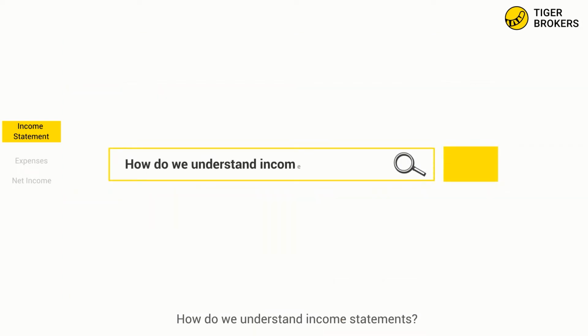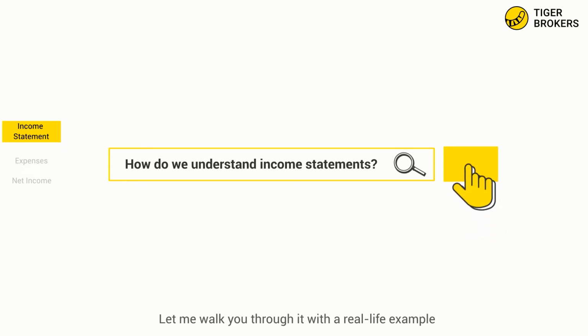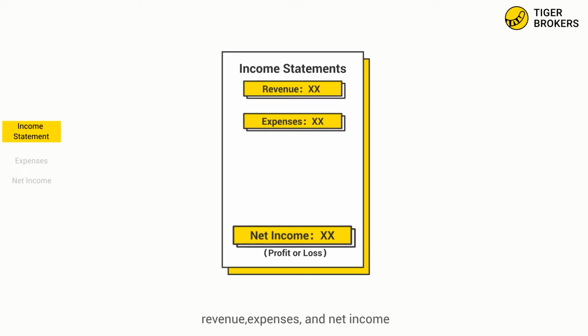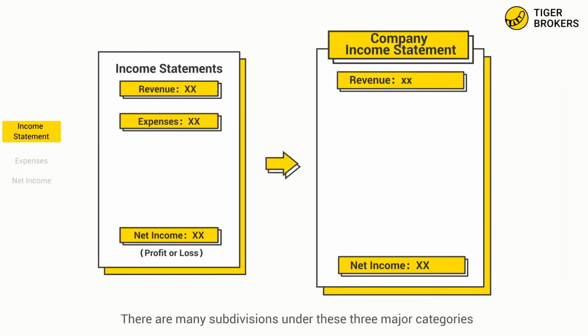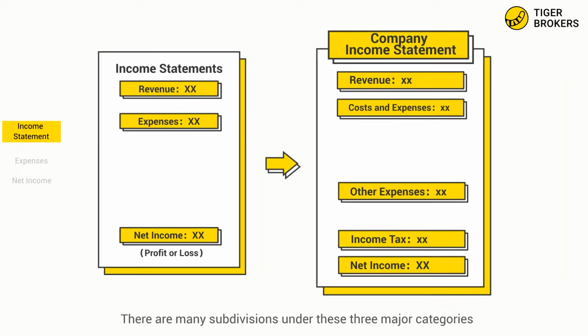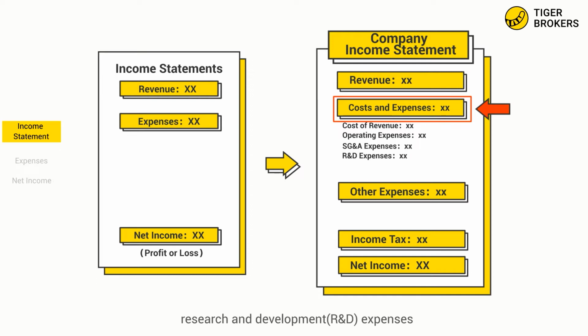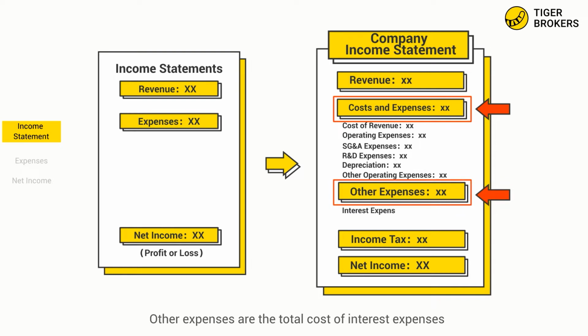How do we understand income statements? It's very simple. Let me walk you through it with a real-life example. Let's take a look at this chart. The income statements include three key numbers: revenue, expenses, and net income. There are many subdivisions under these three major categories. For example, costs and expenses include selling, general and administrative expenses, research and development expenses, and depreciation expenses. Other expenses are the total cost of interest expenses or other non-operating expenses.